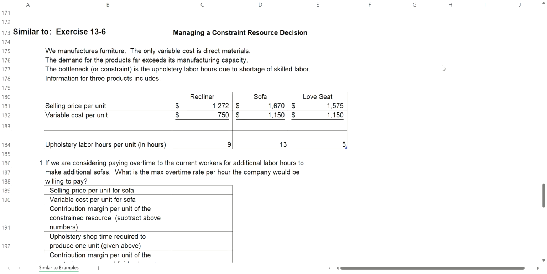We're going to continue on with constraint resources. And let's say we manufacture furniture. The only variable cost is direct materials. The demand for the product far exceeds its manufacturing capacity. The bottleneck or constraint resource is the upholstery labor hours due to shortage of skilled labor. The information for the three products includes the selling price and the variable cost per unit. We have the recliner, sofa, and the love seat.